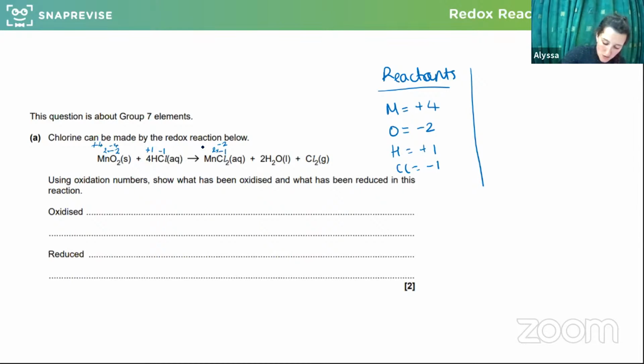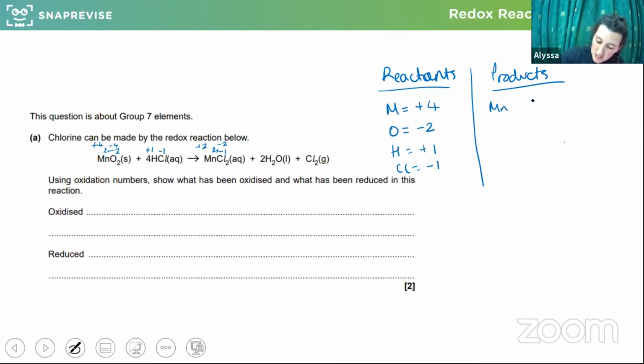It looks like loads of you have got this already, which is brilliant. So in my product, let's move that out of the way. In my product, my manganese has gone to +2. If anybody spots me making a mistake, by the way, please shout, because I do sometimes make mistakes. And I'm doing this in real time, so I will check my answers later, but I do these in real time. So let me know if I make a mistake.